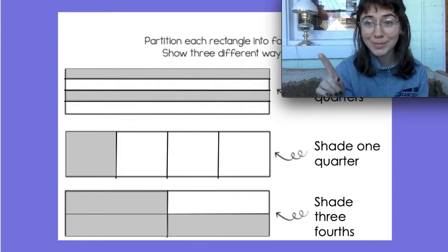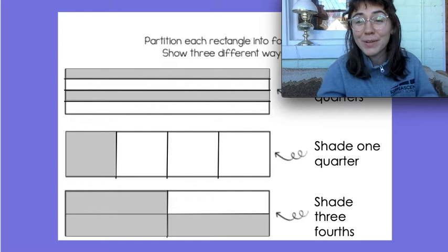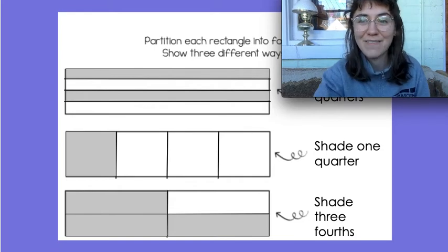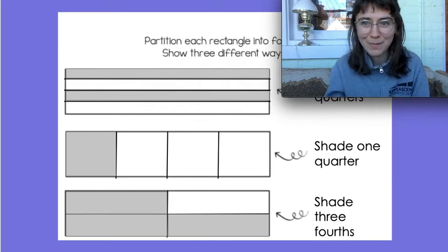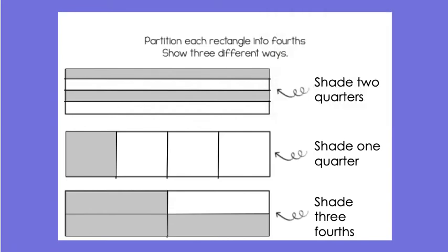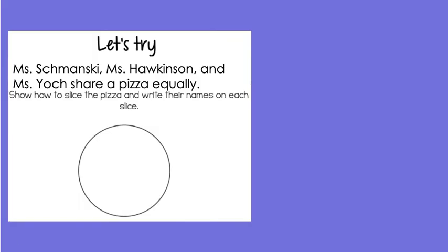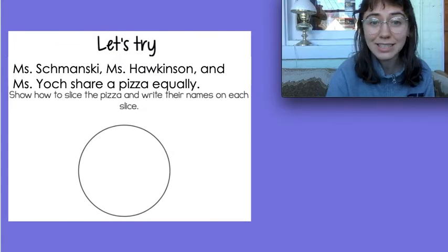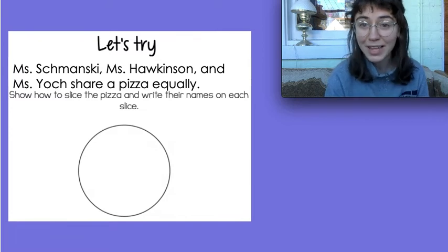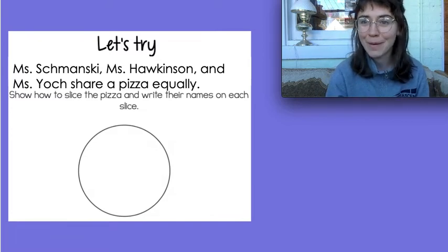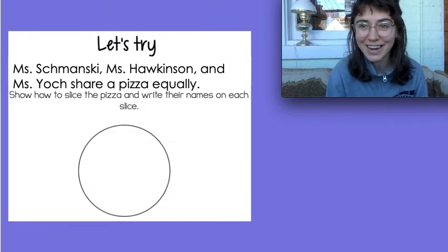We have one more problem to do all together. You've been doing an amazing job so far. I'm excited about this one because it has to do with pizza, and it also has to do with some of my favorite people. In this problem, it says that Miss Szymanski, Miss Hawkinson, and Miss Yock share a pizza equally. So go ahead and draw a circle and then show how they could slice the pizza so that they each get the same amount. Then write their names on each slice. Pause my video and try that on your own.